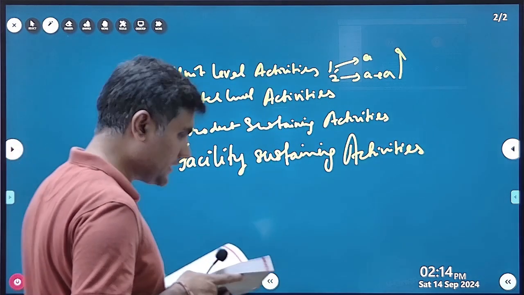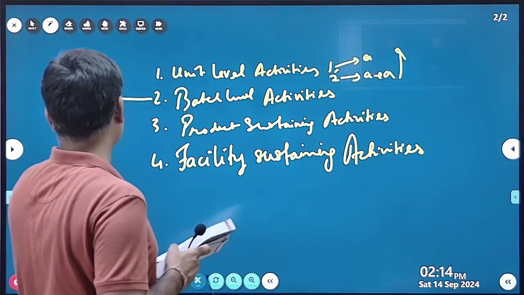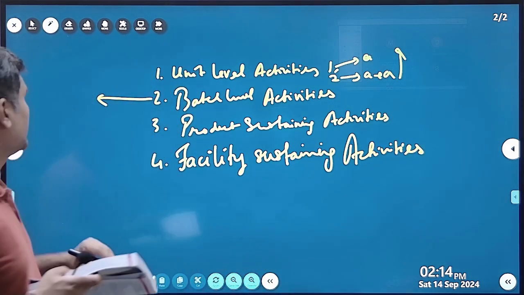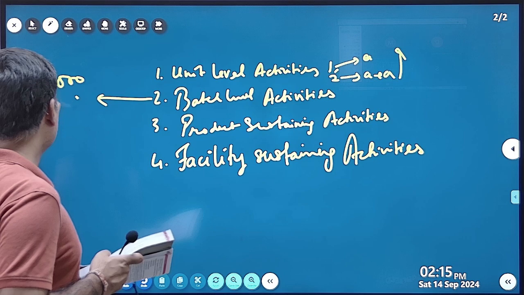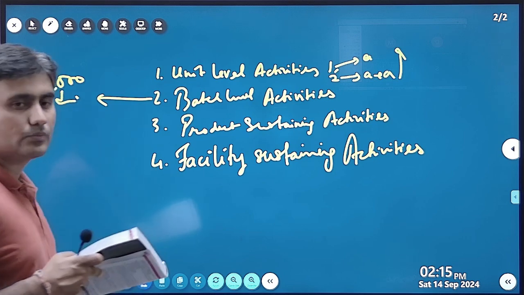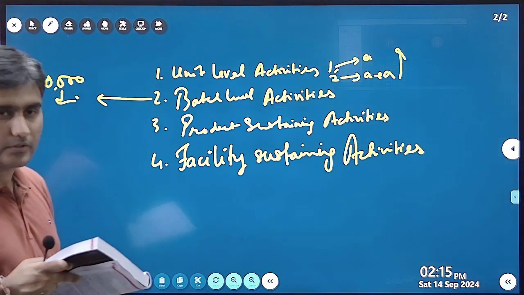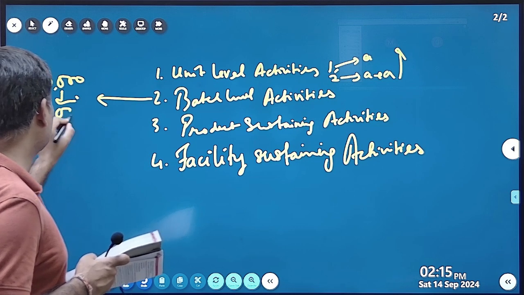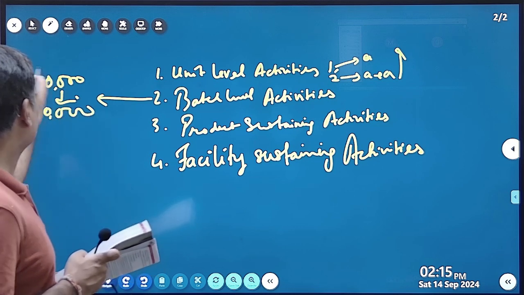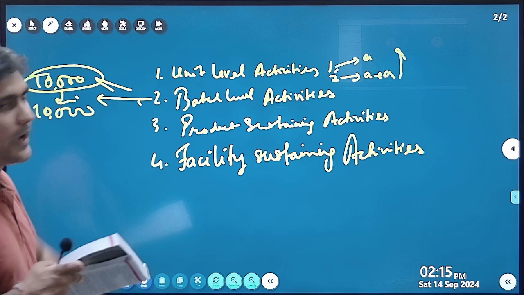Batch level activities means, to produce, one time if you set up a machine, then it can produce 10,000 units. So after 10,000 units, what you have to do? You have to set up the machine again. Right? Set up the machine again for the next 10,000 units. So for this 10,000 units, it may be called a batch.